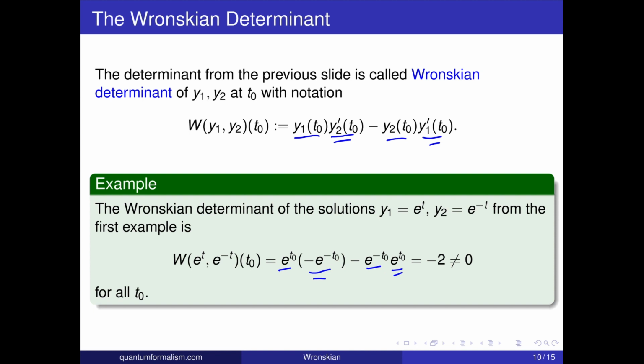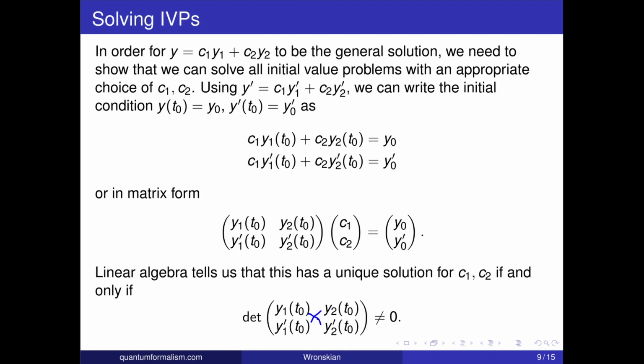And this will just end up being negative 2, right? This is minus 1. And this is 1. So we have minus 1, minus 1, which is equal to negative 2. All right, so that will be non-zero for all values of t0. Or in other words, in terms of the linear algebra, we know that every initial value problem will have a solution of this form. We can choose appropriate constants C1 and C2 so that it works.